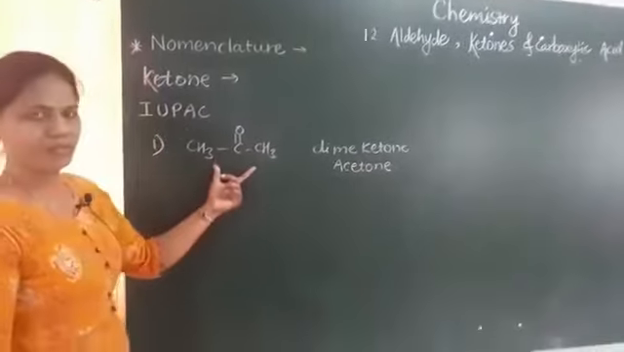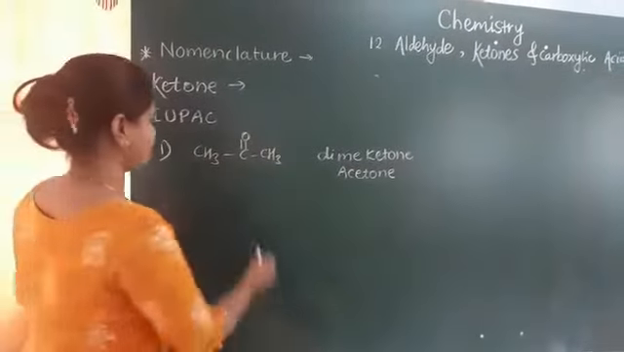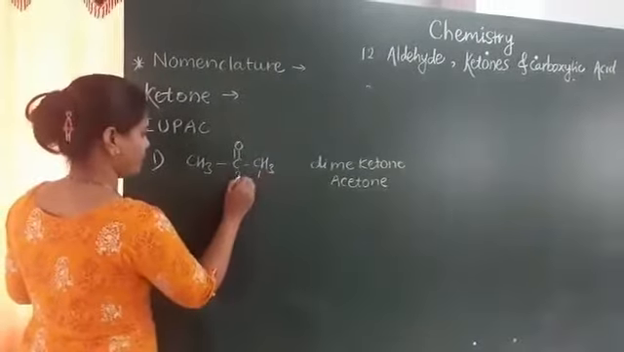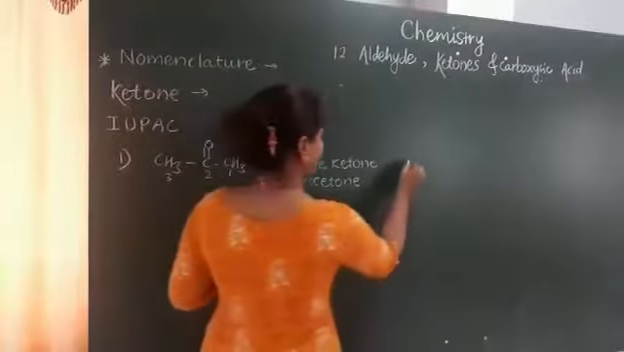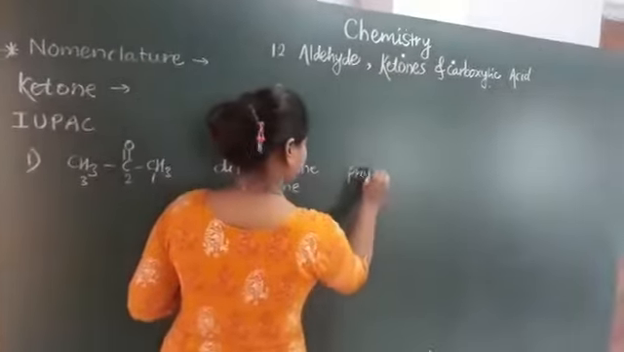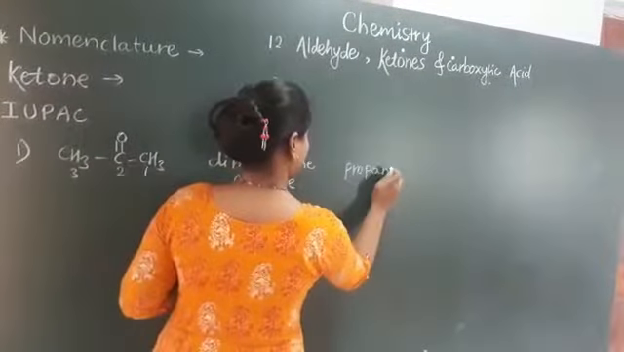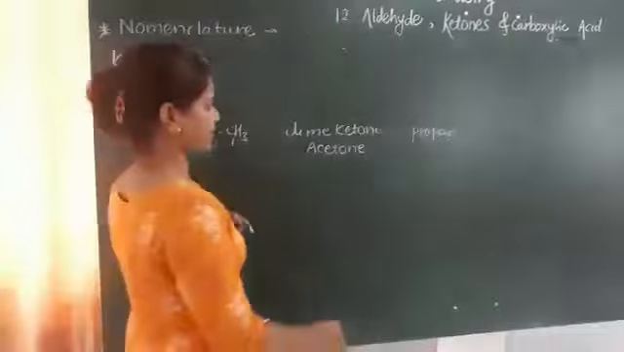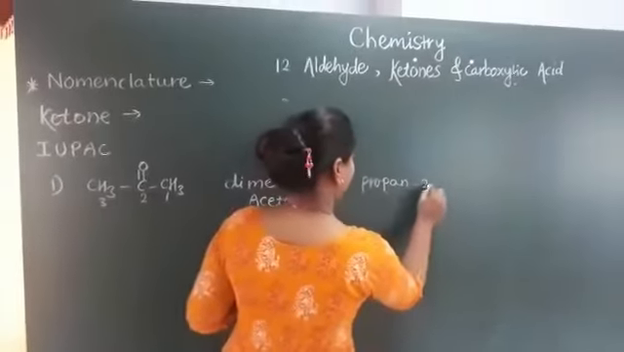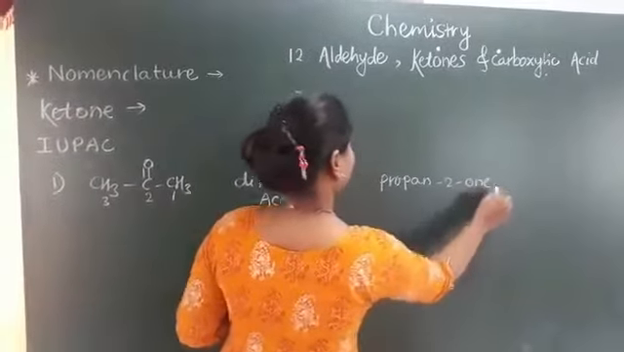This is the common name. Now for the IUPAC name of this, we have to give the numbers 1, 2, 3. The IUPAC name is propan. On which carbon atom is the carbonyl group? On the second carbon atom, so it is propan-2-one, or propanone.